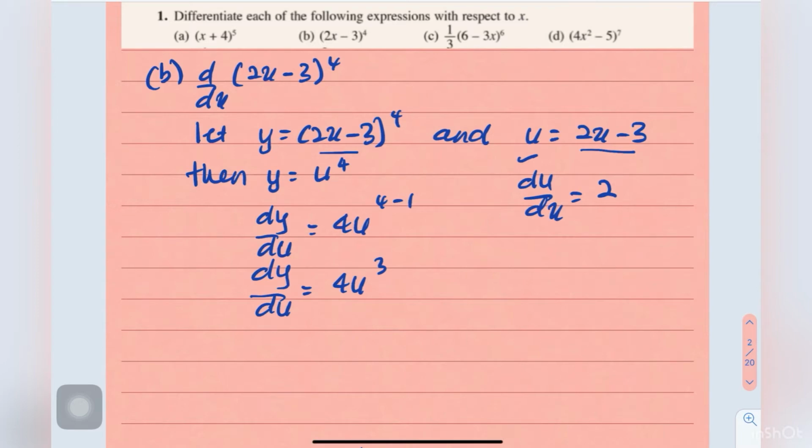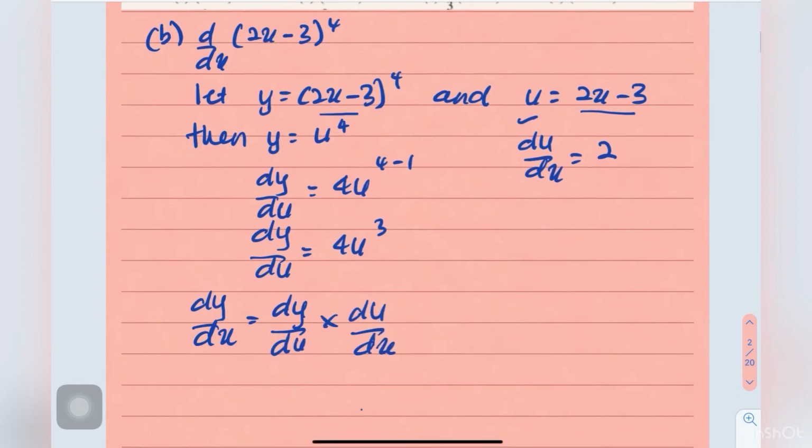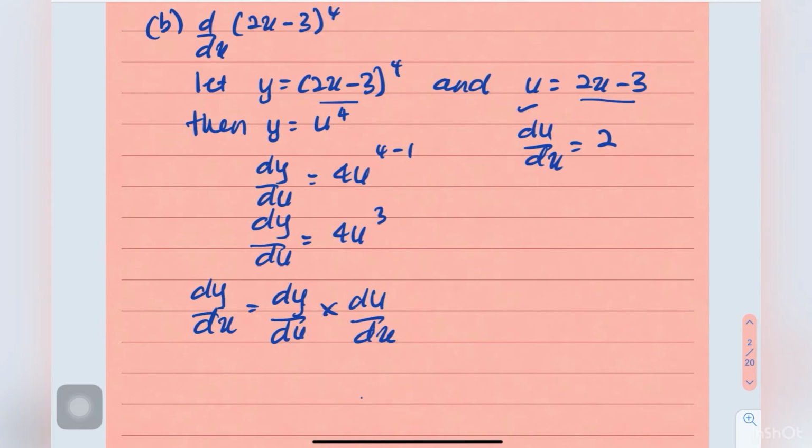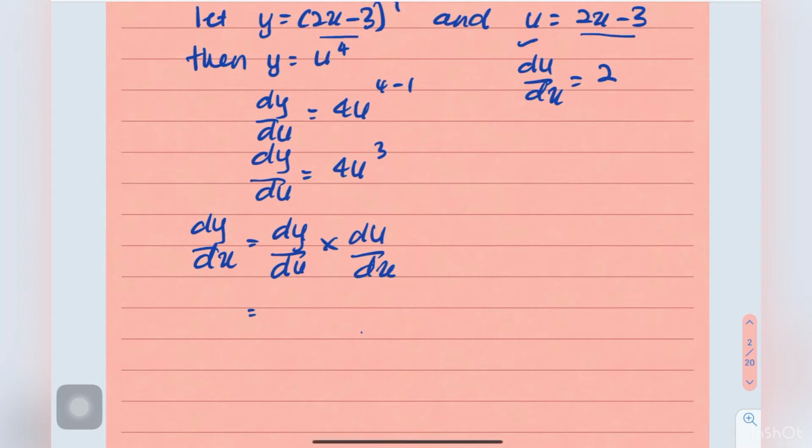So we have the formula dy/dx equals dy/du times du/dx. Then you substitute into the formula. Here we get 4u cubed times 2. So 4 times 2, 8, and u is 2x minus 3, cubed.